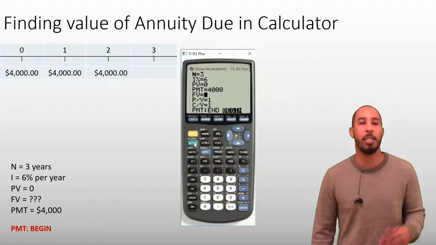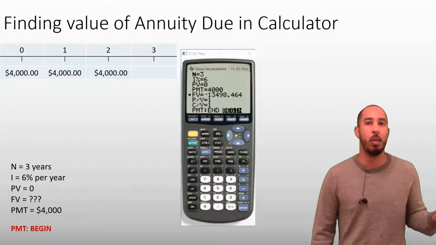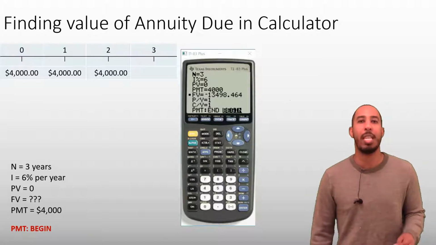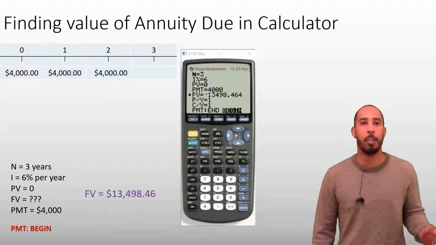So we enter the inputs as normal inputs, but at the bottom of the TVM solver is a slider that has you choose either end or begin. The default is end, but for an annuity due, we need to change that to begin. So press enter on that to change the setting. Then solve for future value as usual. We get $13,498 as the future value.